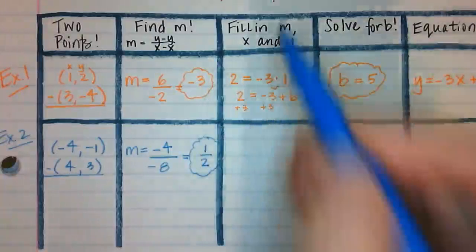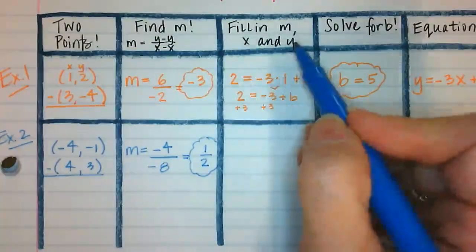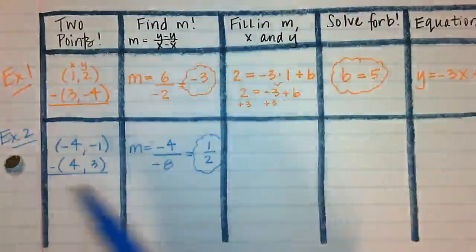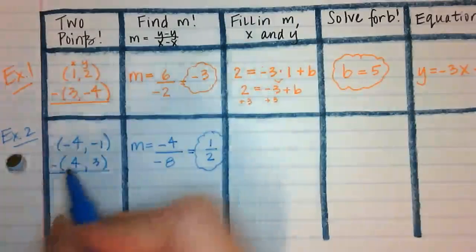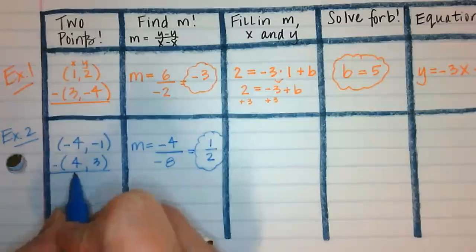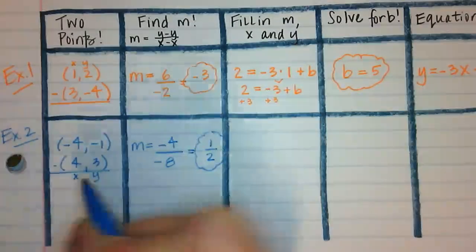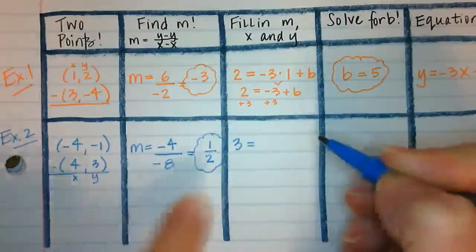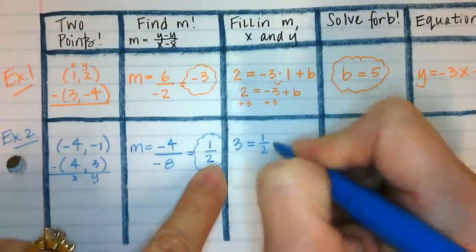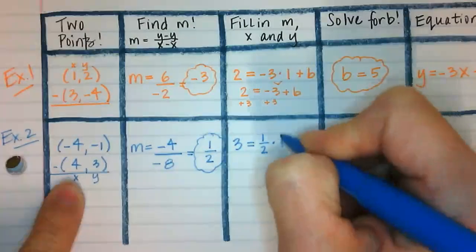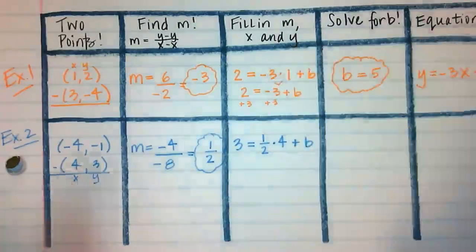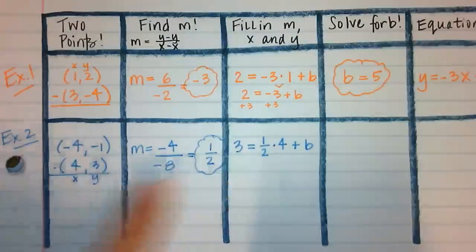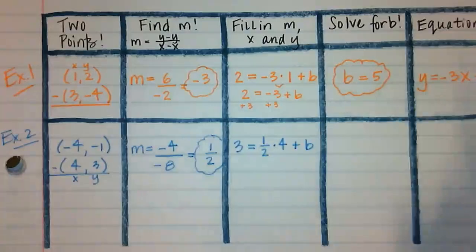Next up, we need to fill in the m, the x, and the y into our y equals mx plus b equation. So we can use whichever one we want. This time I think I might use this one. So I'm going to use that as the x and that's the y. So the equation is y equals m times x plus b.